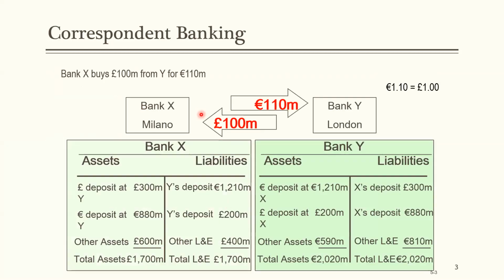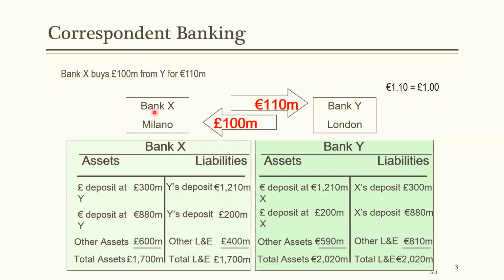So let's look at the correspondent banking example from last week. In the lecture, we looked at an example where we have two banks, one from Italy and one from the UK. The Italian bank wants to exchange the euro for the pound. At the current exchange rate, 1 pound is equal to 1.1 euro, okay? So 100 million pounds is equivalent to 110 million euro.